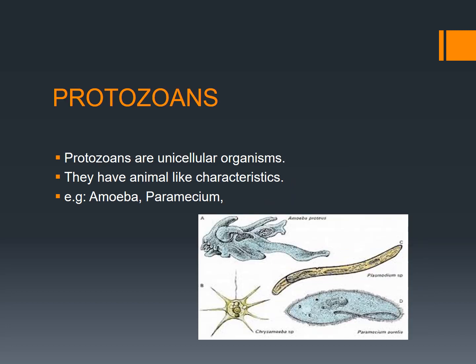The other type of microorganisms are protozoans. Protozoans are unicellular organisms. They are also included in invertebrates and they are in phylum Protozoa. They have animal-like characteristics, and examples of protozoa are amoeba and paramecium.